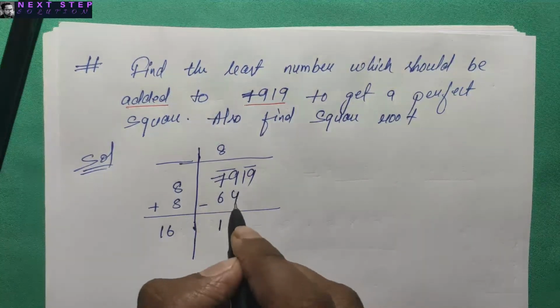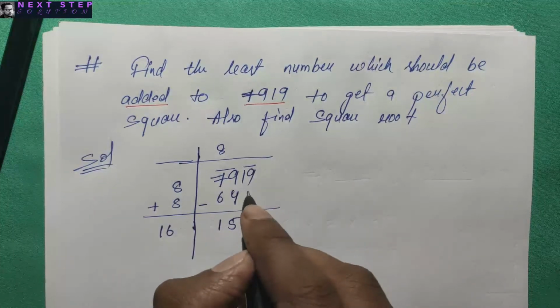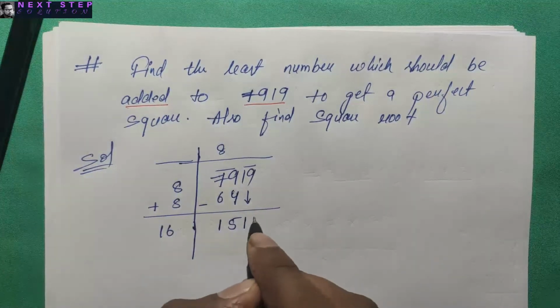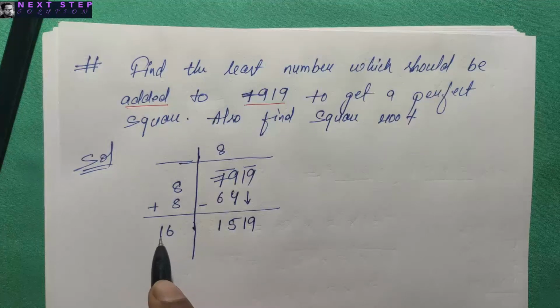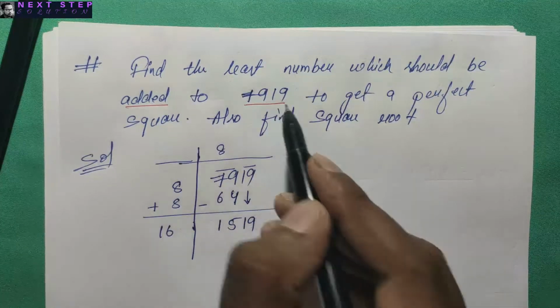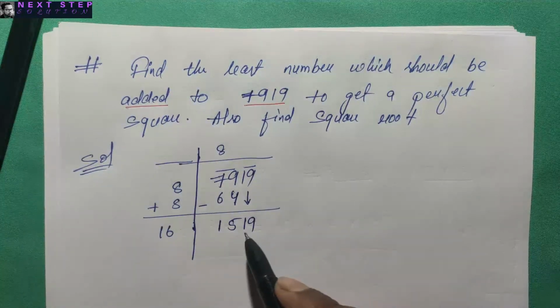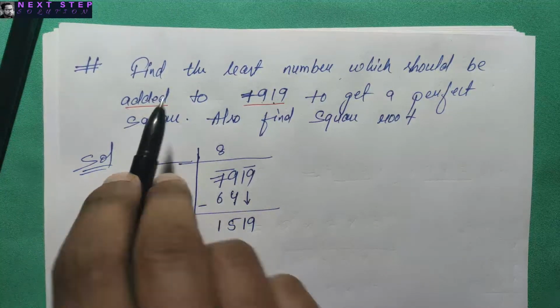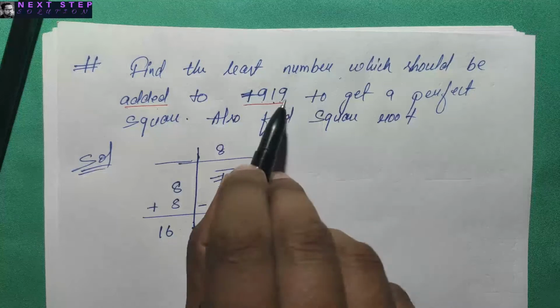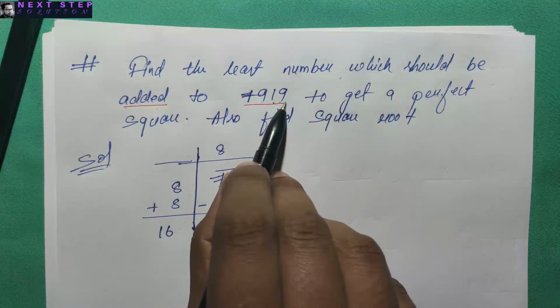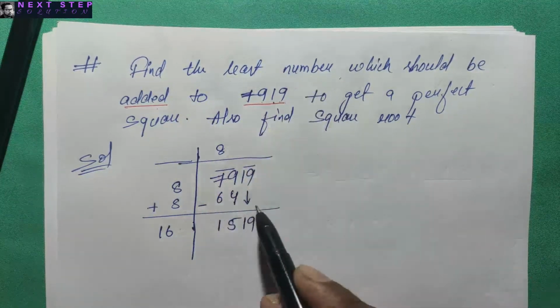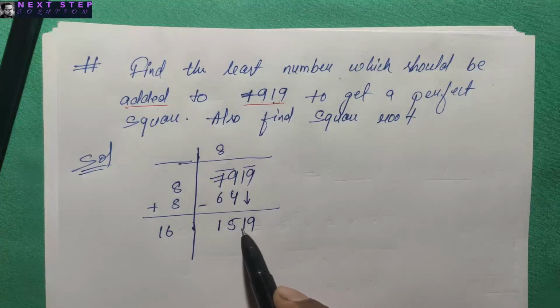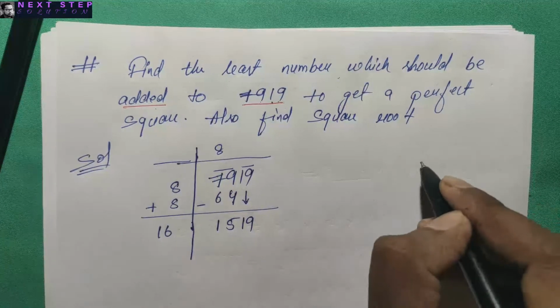Now we will bring down these two numbers, 1 9. We have to take a number with 16 in order to get this one. Now this is not a perfect square, so we will not get this exact number, and since they are asking what should be added, that means we have to make it bigger by adding and make a perfect square. So we have to take a bigger number than 1519 by multiplying with 16.